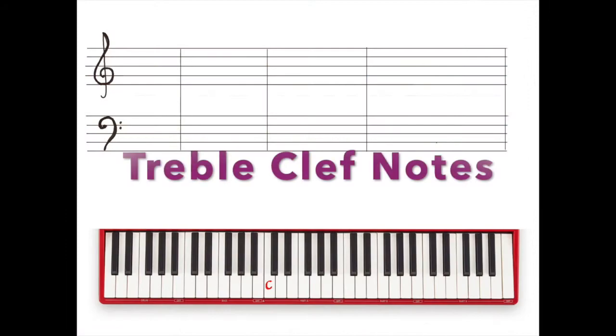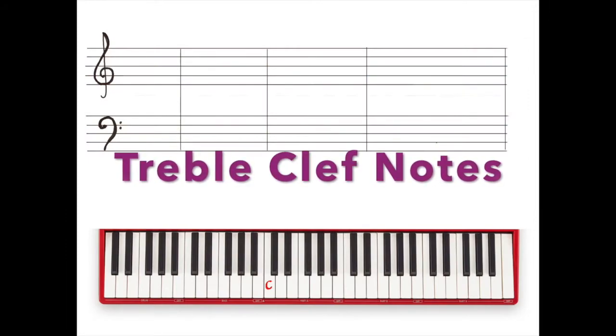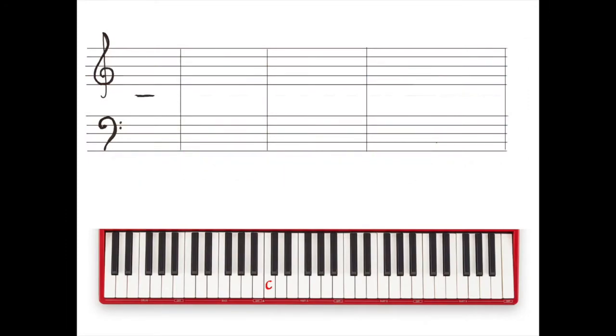Now let's go back to the middle C. Middle C on the treble clef is found here. Middle C as a whole note, as a half note, as a quarter note, and as an eighth note. Let's hear how it sounds. Our speed is 90 BPM. 1, 2, 3, 4.